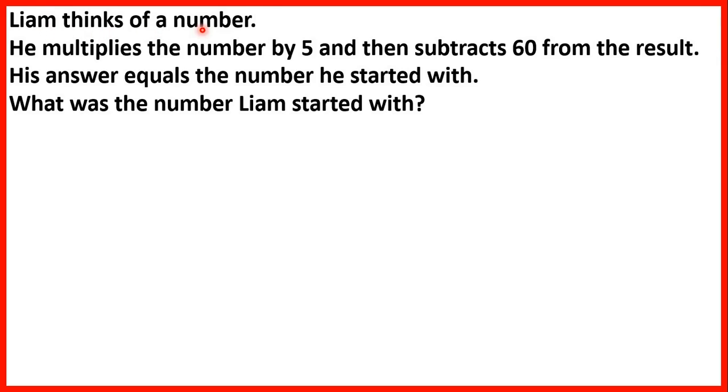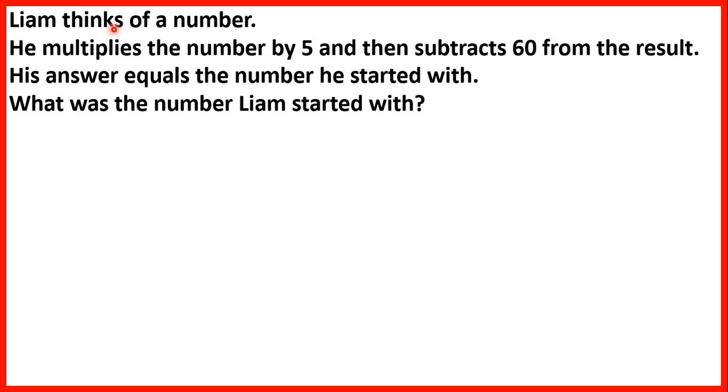Liam thinks of a number. He multiplies the number by 5 and then subtracts 60 from the result. His answer equals the number he started with. What was the number Liam started with? So there are 2 ways to solve this question. One is to represent what happens with a bar model, and the other is to use trial and error.